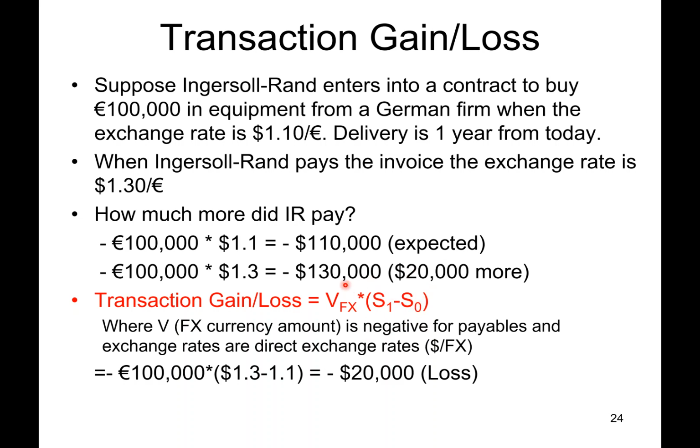So also, this V, this foreign exchange, if you are receiving it, represent that as a receivable, put that as a positive number. If you are paying that value, put it as a negative. So I'm going to say negative V, 100,000 euros, times the change in the exchange rate, S1 minus S0, is a $20,000 loss.